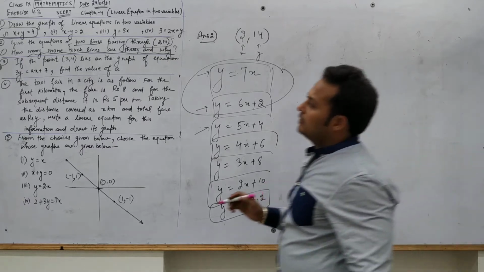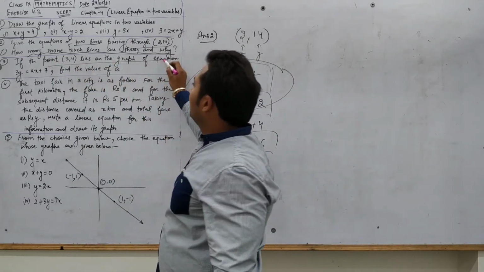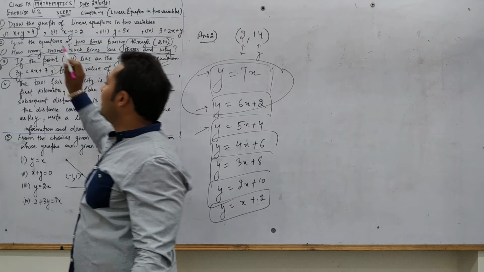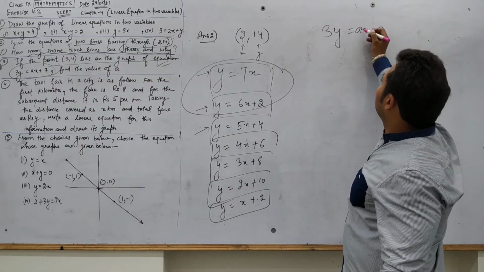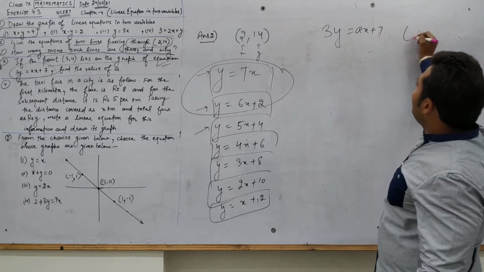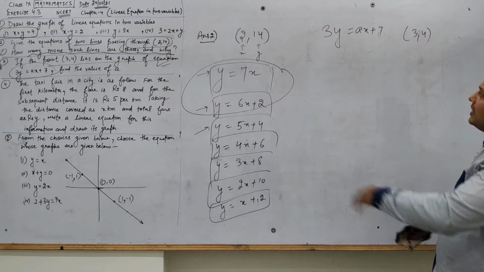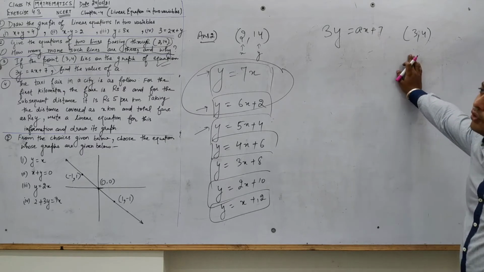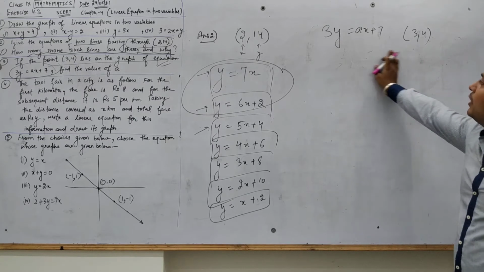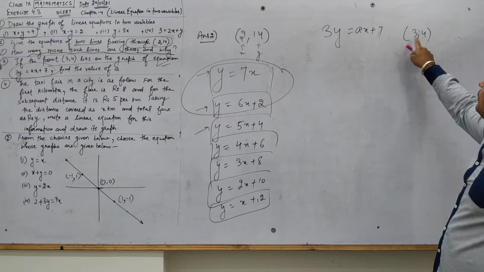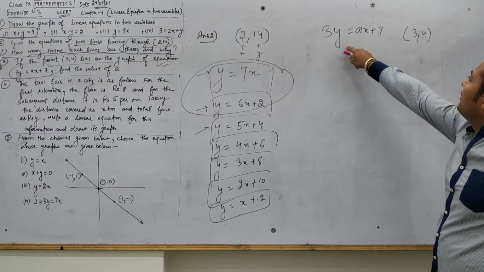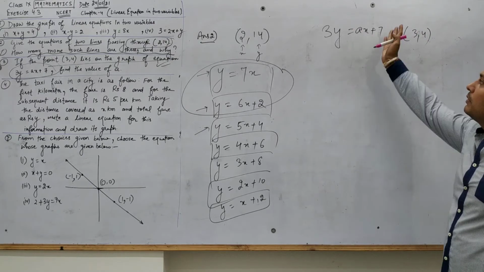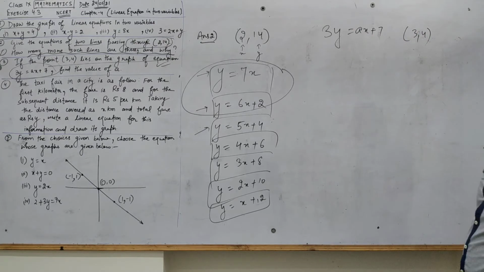Now answer 3. It is given that the point 3 comma 4 lies on the graph of the equation y equals ax plus 7. Now 3 comma 4 is passing through this equation. It means that 3 comma 4 is satisfying this equation, so when we put x equal to 3, we get y equal to 4, and the whole equation will be satisfied. From this we can find the value of a.